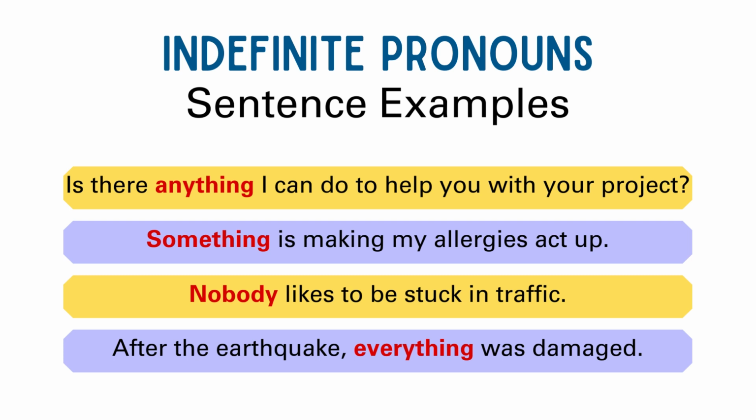Now for some examples. The first one reads, "Is there anything I can do to help you with your project?" What's the indefinite pronoun here? Yes, it's anything. Why was anything used instead of a specific task? Perhaps it's because the speaker doesn't know in particular what he or she can do to help.